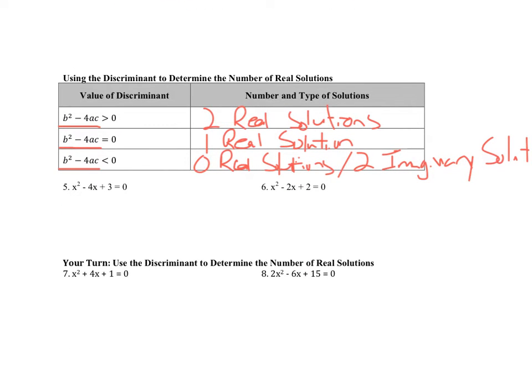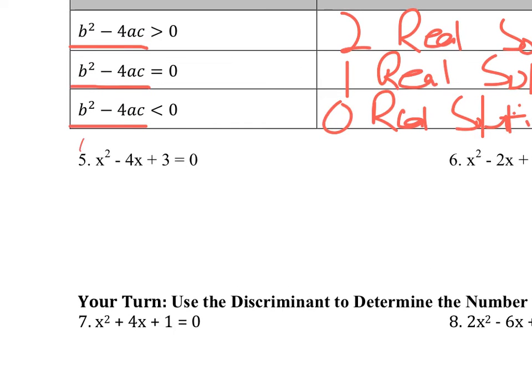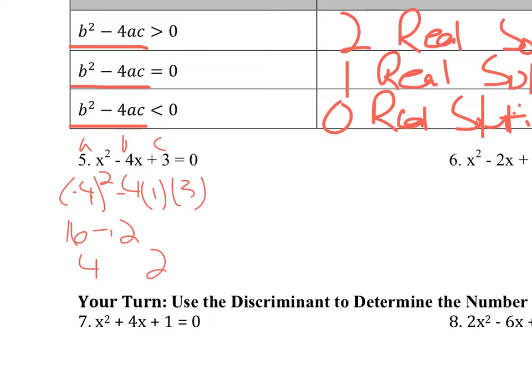All right, so let's look at number 5 here. There's our A, our B, and our C. So we want b squared, so that's negative 4 squared minus 4 times A, which is 1, times 3, which is our C. So negative 4 squared is 16. 4 times 1 is 4, times 3 is 12. 16 minus 12 is 4. Now we don't care what the actual value is. We just care, is it greater than 0, equal to 0, or less than 0? So this is greater than 0, which means we have 2 real solutions.